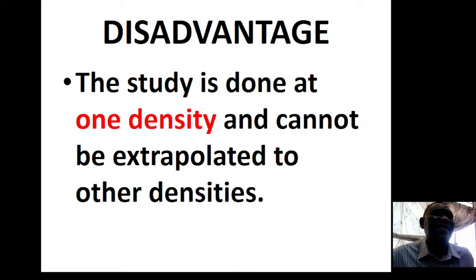The disadvantage is that the study is done at one density and cannot be extrapolated to other densities. But I think it can give us sufficient information if we are interested to compare different cultivars, or simply just to find out whether the wheat is more competitive than the crop. Of course, there are other experiments which can improve upon this basic replacement series diagram.